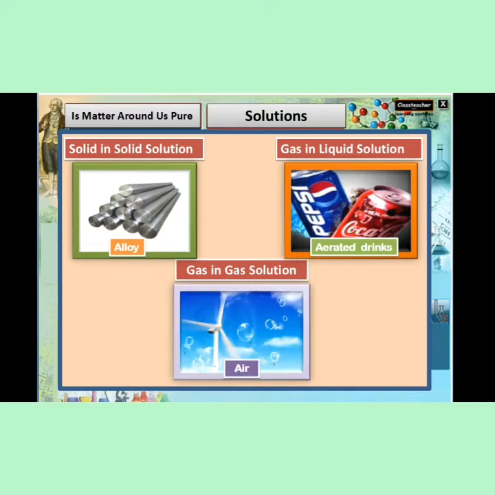Next is gas in gas solutions. The best example is the air. Air is the solution of many gases such as hydrogen, oxygen, carbon dioxide, nitrogen. Mainly nitrogen present in 70% and oxygen present in 21%. So all these are homogeneous mixture.